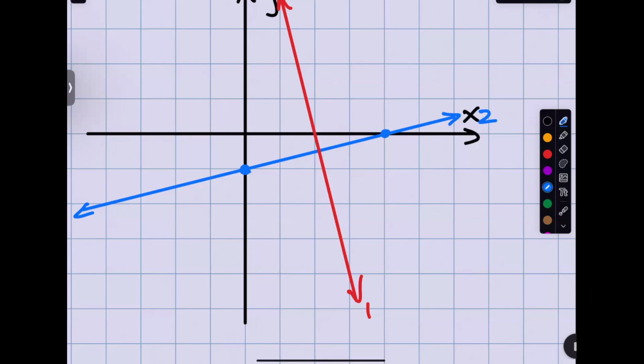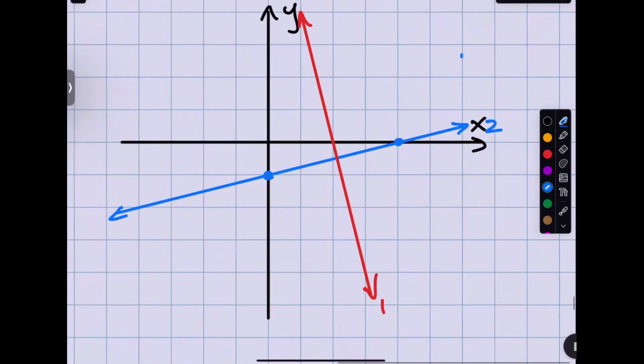Going from left to right, am I going up or down? Up. So it's a positive slope. How much should I rise, and how much should I run? 1/4. Can everybody agree with that? If you go from here to here, I rise 1, I went right 4. So the slope of line 2 is 1/4. Everybody okay?